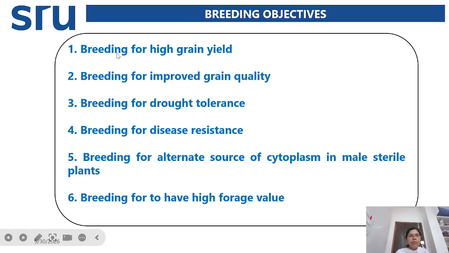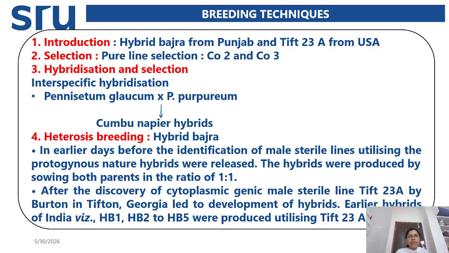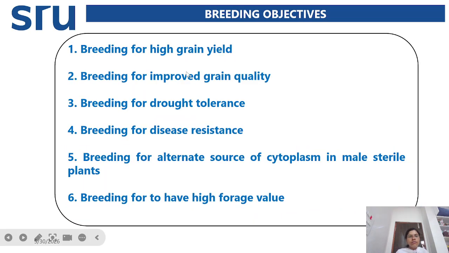Mostly we breed for high grain yield, and next is breeding for improved grain quality, breeding for drought tolerance, breeding for disease resistance, breeding for an alternate source of cytoplasm in male sterile plants, and breeding for high forage type. So these are the 6 important breeding objectives in the Bajra crop: high yield, improved quality, drought tolerance, disease resistance, and an alternate source of cytoplasm.